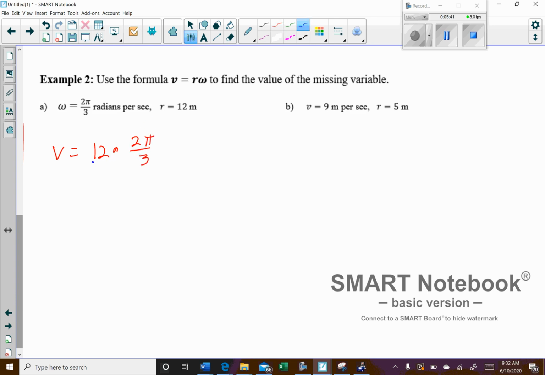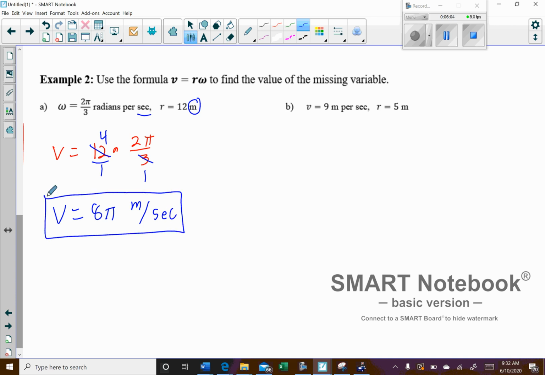And this shouldn't be too bad. We're just going to reduce this a little bit. So the 12 and the 3 can reduce to a 1 and a 4. And then we'll multiply that together to get 8 pi. So we're talking about linear speed, so we're talking about a distance over a certain amount of time. So we're talking about meters per second.